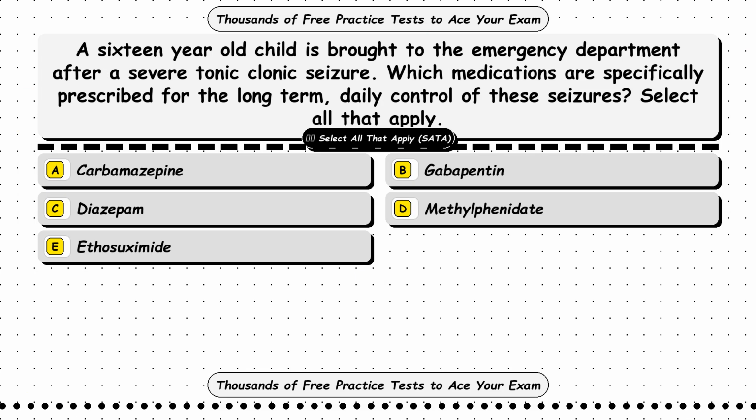Question 126. A 16-year-old child is brought to the emergency department after a severe tonic-clonic seizure. Which medications are specifically prescribed for the long-term, daily control of these seizures? Select all that apply. Option A. Carbamazepine. Option B. Gabapentin. Option C. Diazepam. Option D. Methylphenidate. Option E. Ethosuximide.